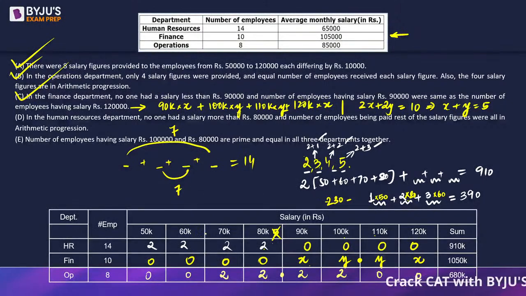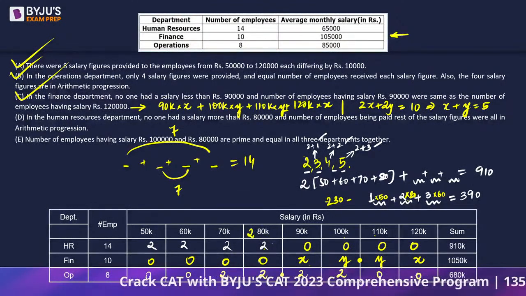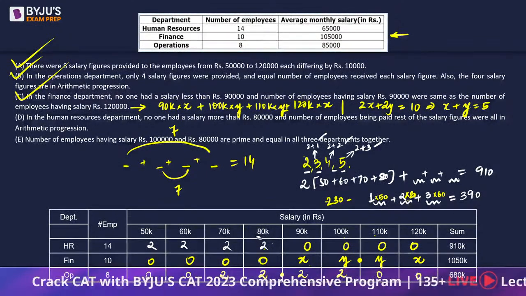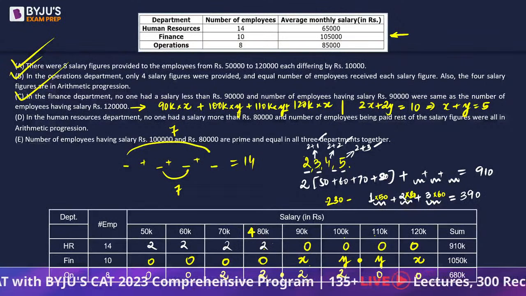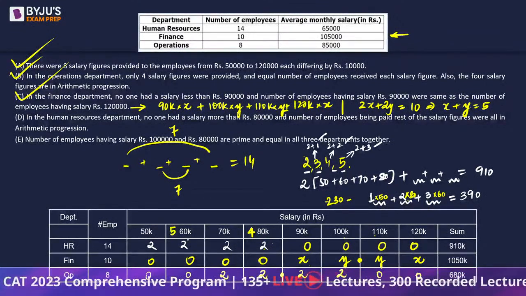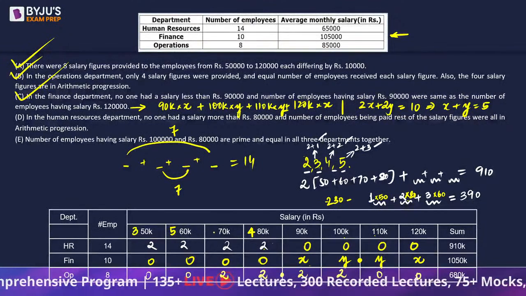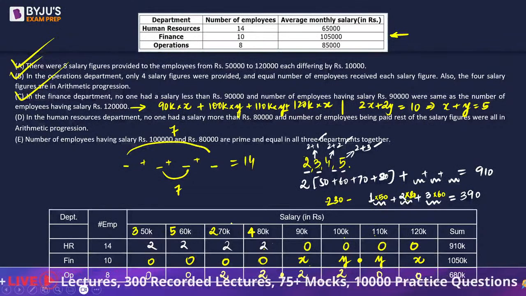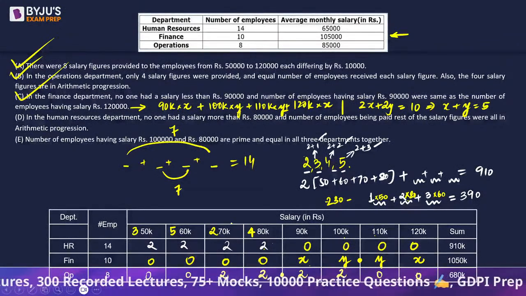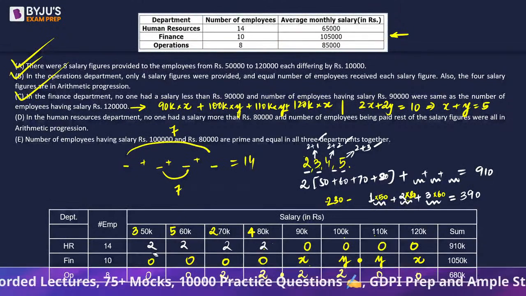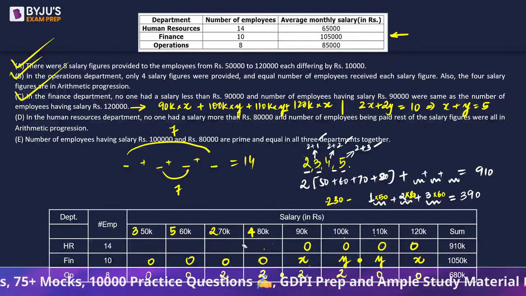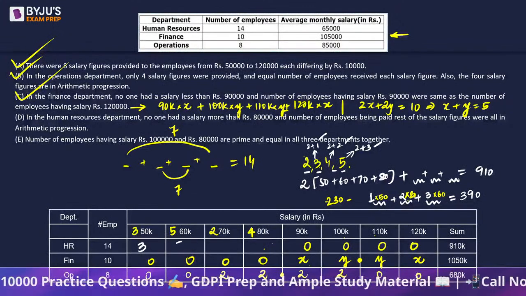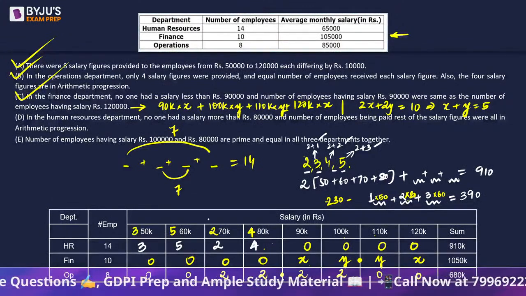One combination is that there are 2 plus 2, 4 employees who get 80,000. There are 5 employees who get 60,000, and there are 3 employees who get 50,000, and there are 2 employees who get 70,000. Such that their average is 65,000, or the sum is 910. Okay? So this is one possibility. So let me write the number of employees here like this: 3, 5, 2, 4. So this is one.